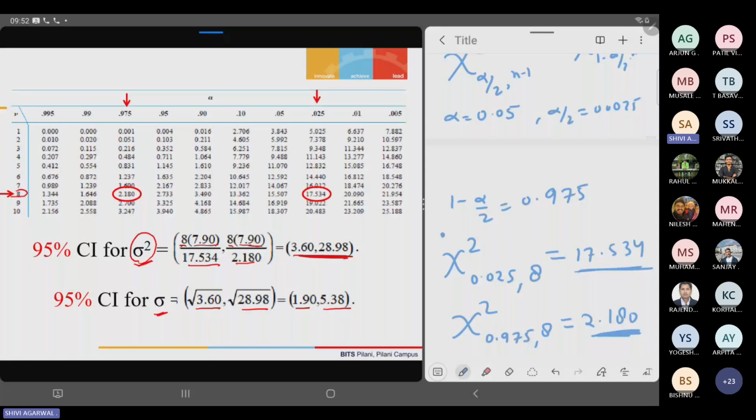In the sigma, we have to take the square root here. And the table values we are taking from the chi-square table. It is provided in your textbook also. So the t distribution, chi-square distribution and z distribution, these three distributions we are using here in the interval estimation as well as in the hypothesis testing. Okay.